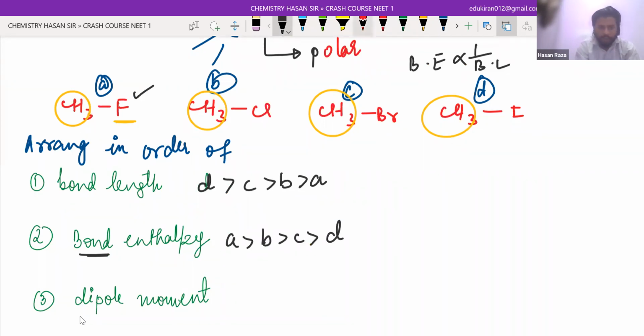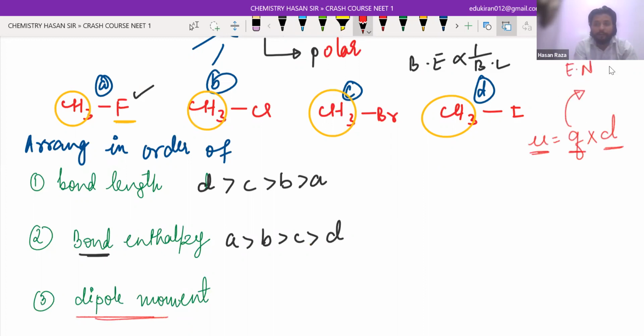Now come to dipole moment. You know dipole moment, that is mu equals Q into D. This mu depends upon charge as well as distance, and this charge comes due to electronegativity difference. So as you can see, fluorine is the most electronegative, so it should have the most dipole moment.